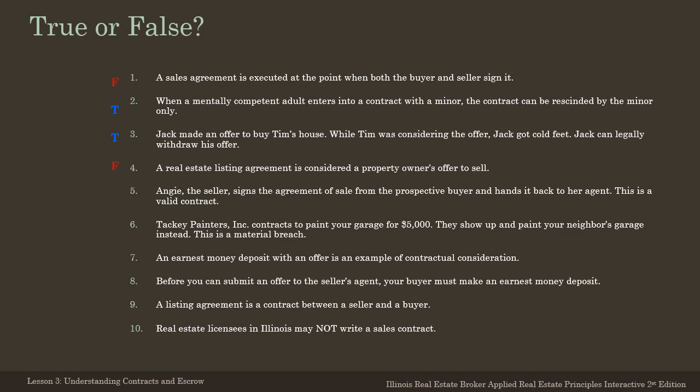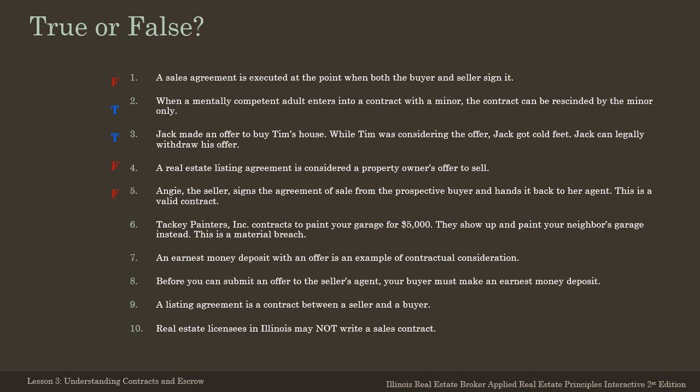Angie, the seller, signs the agreement of sale, the sales contract, from the prospective buyer and hands it back to her agent. This is a valid contract. No, this is why we said the other party has to be notified of it. It's not just the signing of the agreement, but the other party has to be notified of the acceptance.